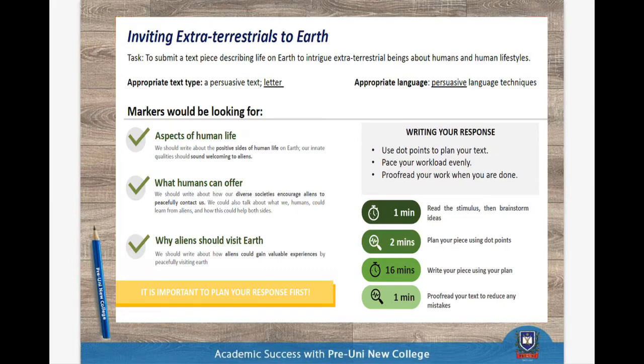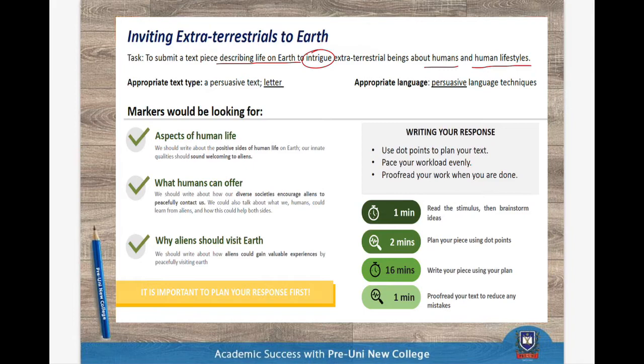So after reading the given stimulus on the previous slide, we can see that the main purpose of this writing task is to invite extraterrestrials to Earth. So breaking it down further, our task is to submit a text piece describing life on Earth, to intrigue extraterrestrial beings about humans and human lifestyles. So we want to talk to them about humans and how we live, and essentially a new perspective on our lifestyle, but in a way that would convince them to also join us and experience it for themselves as well.